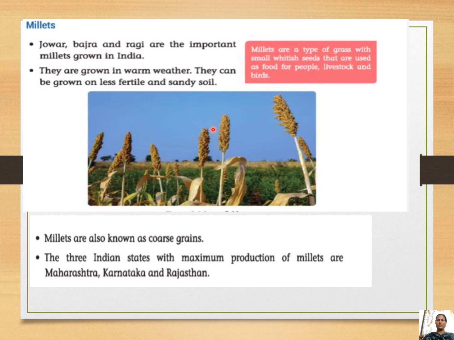Millets are a type of grass with small whitish seeds that are used for food for people, livestock and birds. Jowar, bajra and ragi are the important millets grown in India. They are grown in warm weather. They can be grown on less fertile and sandy soil. Millets are also known as coarse grains. The three Indian states with maximum production of millets are Maharashtra, Karnataka and Rajasthan.